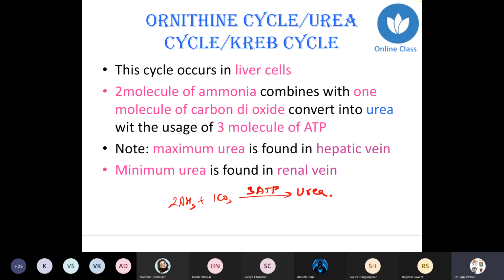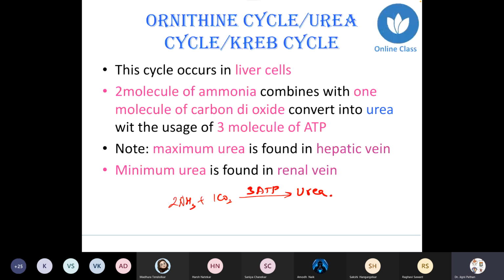Now, maximum urea is found in the hepatic vein and minimum urea is found in the renal vein. Why do you think the maximum is found in the hepatic vein? Why? Very good. As urea is formed in the liver cells, the hepatic vein is connected to the liver. Since urea is formed in the liver, more is found in the hepatic vein.